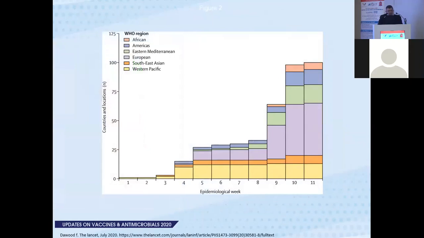So we can look at the Eastern Mediterranean region. We started in week 9, actually, this pandemic in a good way, then week 10. I believe that if actions were done early, especially on travel restrictions, we would have saved the region from many cases.